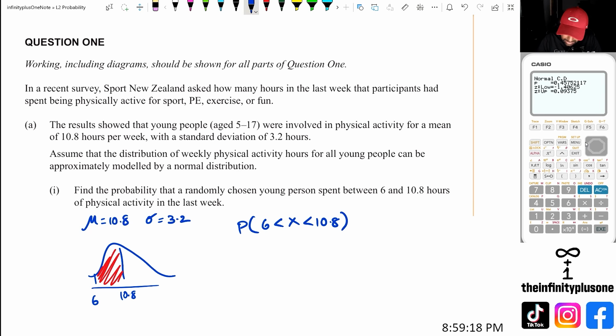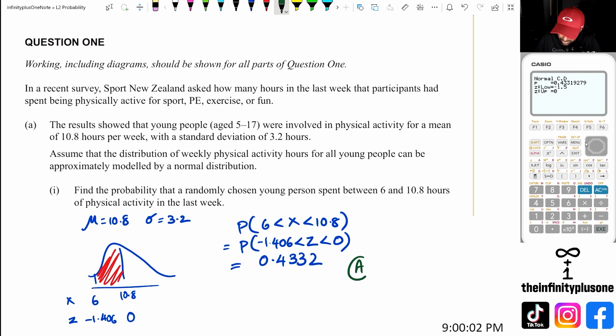I'm going to write the x values here like this, and the z values here: negative 1.406 and 0. Really, that should have been 0 unless I made a mistake. Did I put that as 10.5? There we go, that's why. That should be 10.8 because I know the upper value should be 0. That's much better. So the probability is equal to 0.4332. It might be a good idea to also write this step here: negative 1.406, Z, and 0.